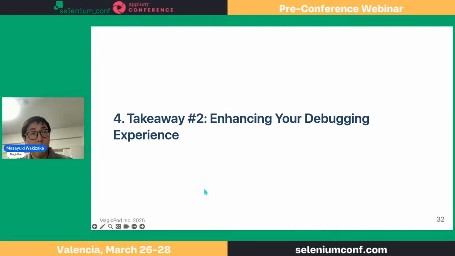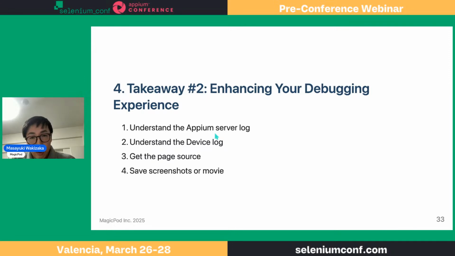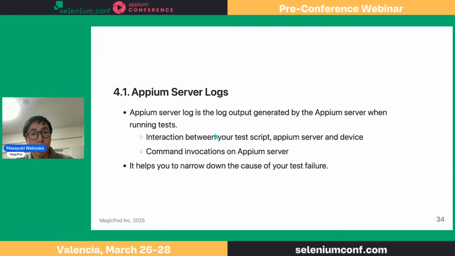When you encounter a test failure, your first step is to understand what went wrong. It's essential to gather all relevant information about the test failure to aid in your investigation. In this takeaway section, I discuss 4 practices that can enhance your debugging experience. So the first one is the Appium server logs.